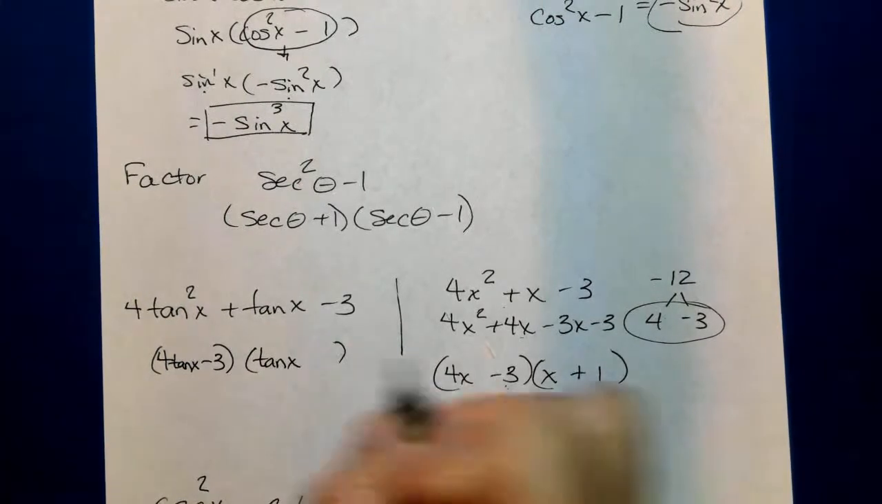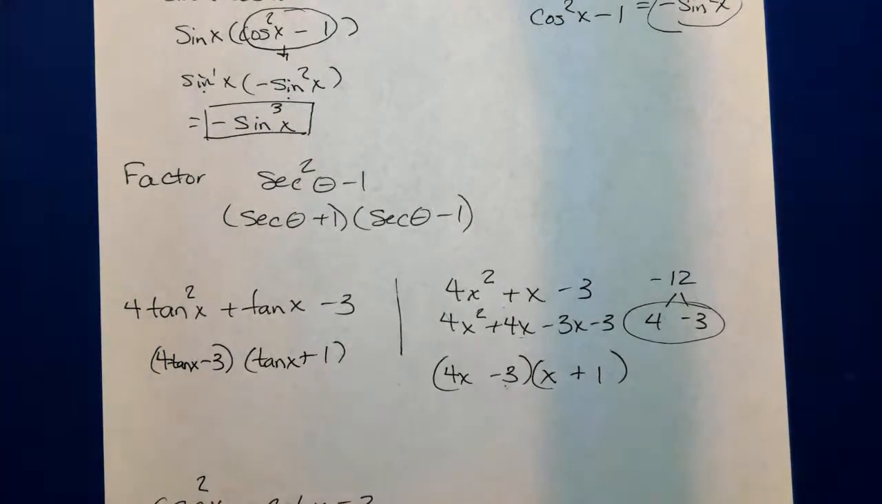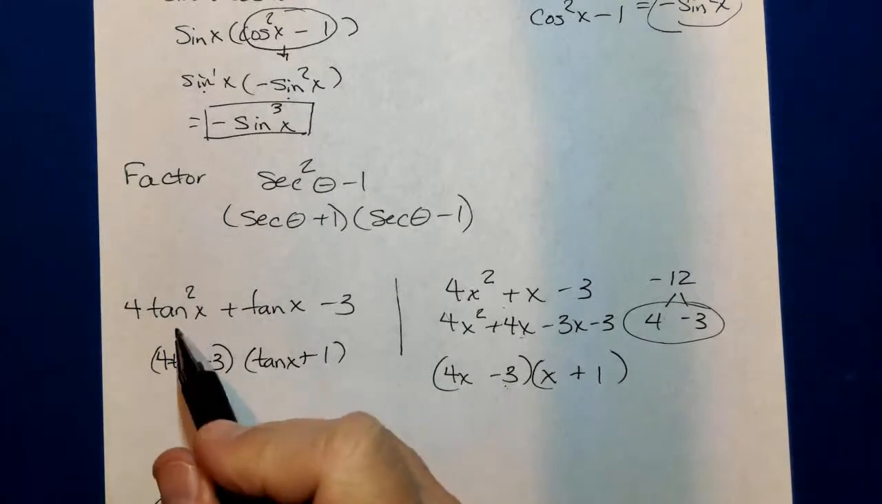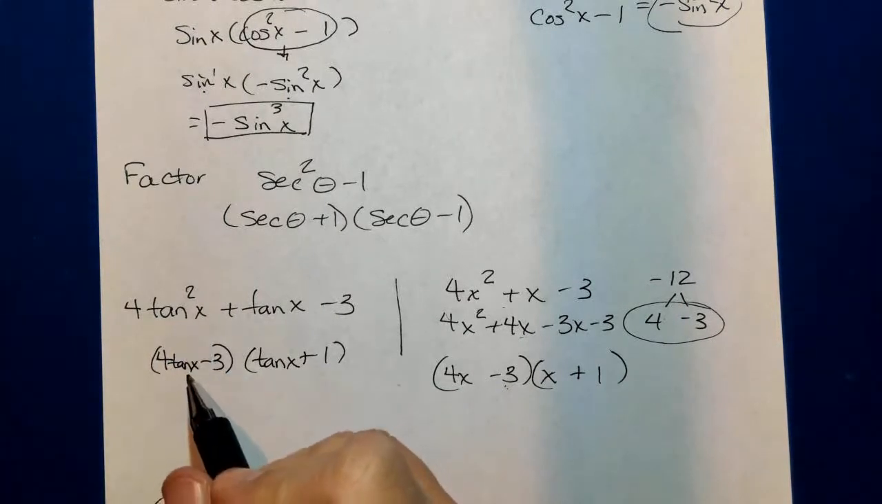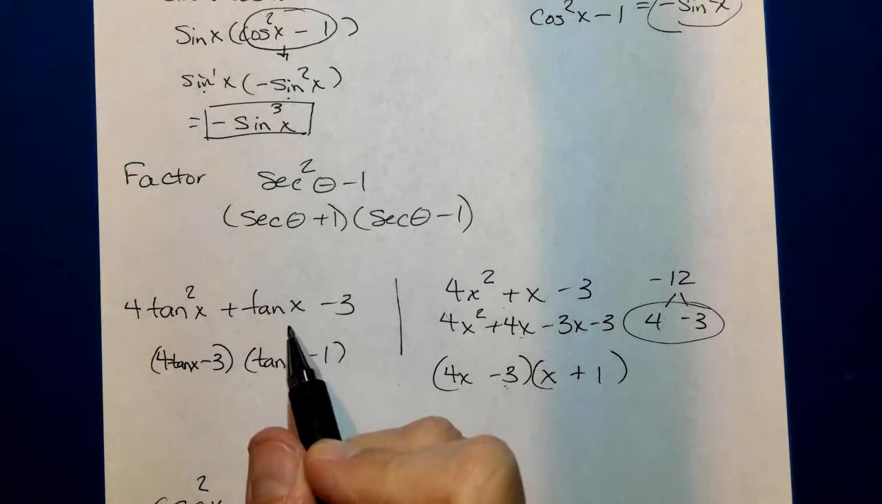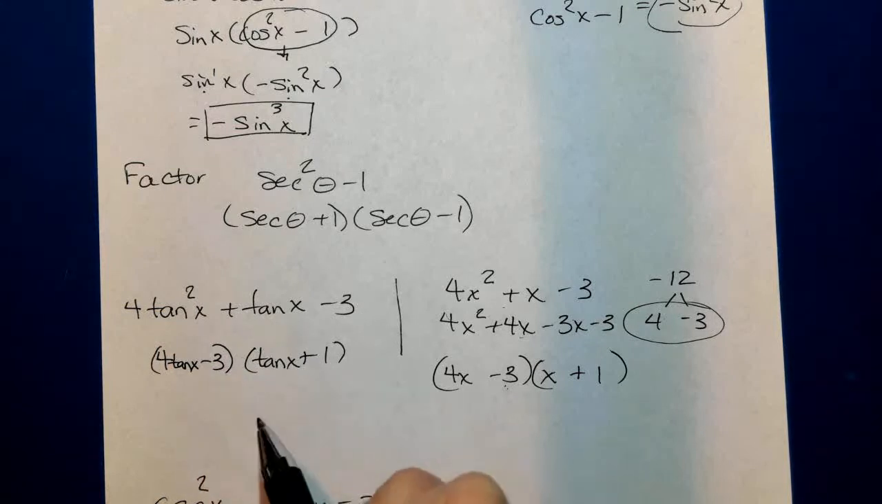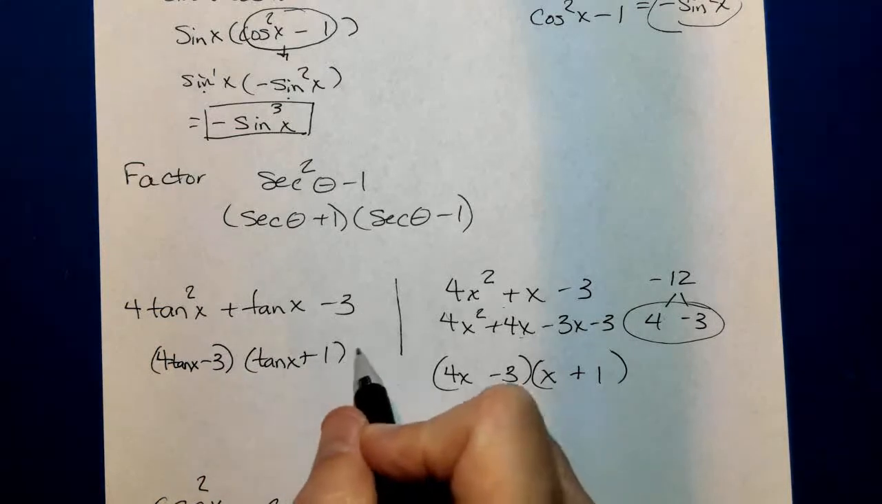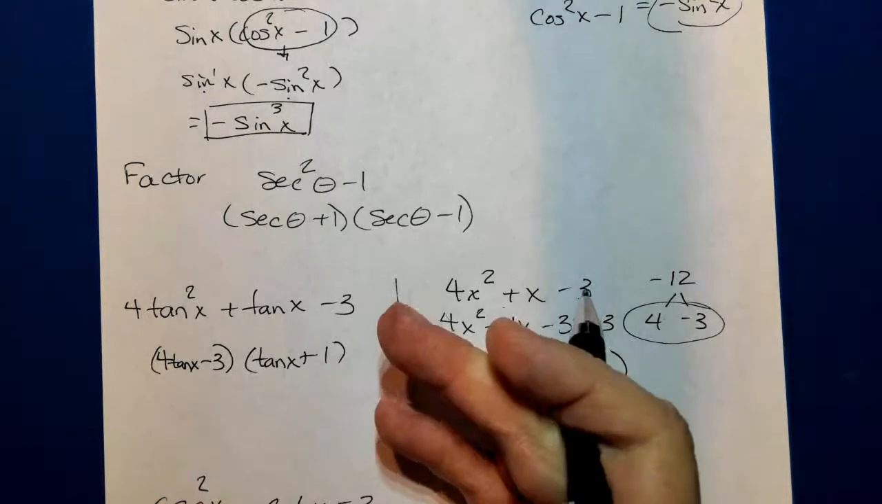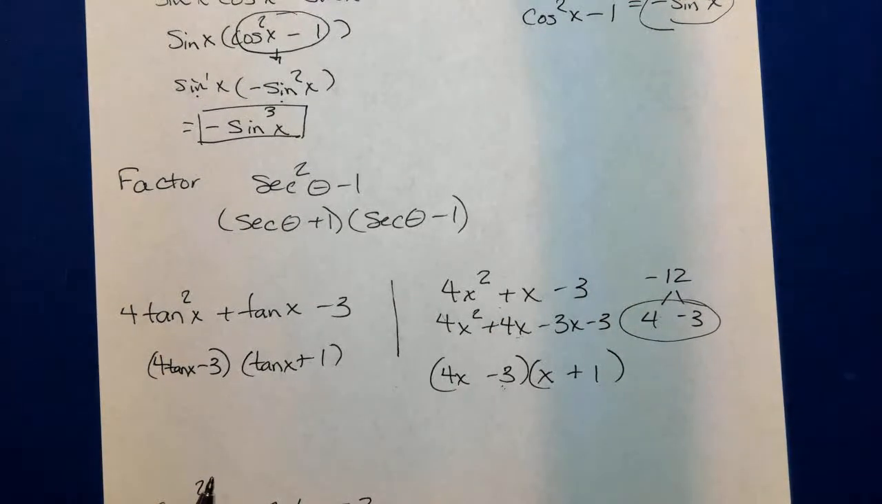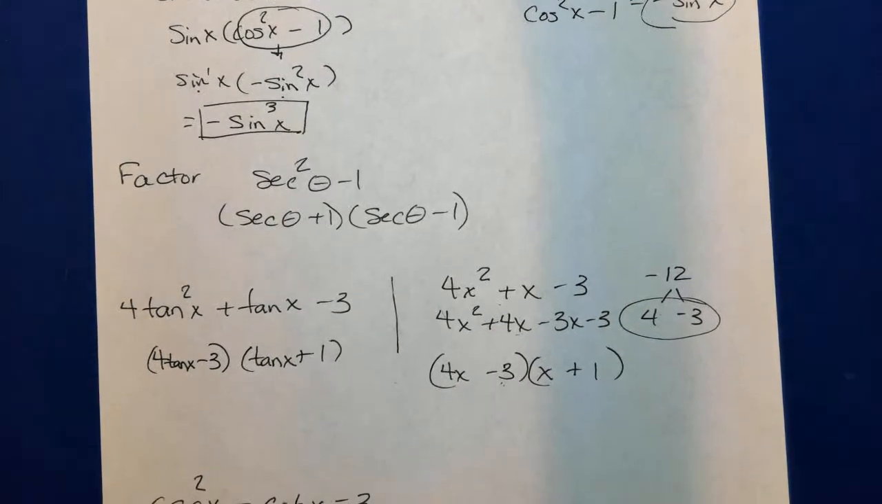tangent x plus 1. When you multiply this out, that would give us 4 tangent squared x. Then 4 times tangent x is 4 tangent x, minus 3 tangent x gives us 1 tangent x, and then negative 3 times 1 is negative 3. Eventually, we're going to put this equal to 0 and solve, but for now, we're just asked to factor. Alright, let's move on to the next example.